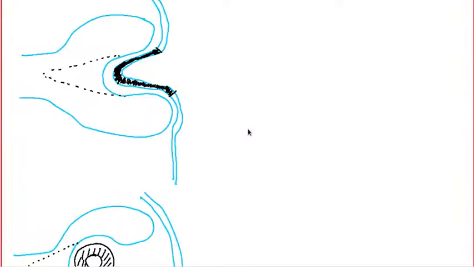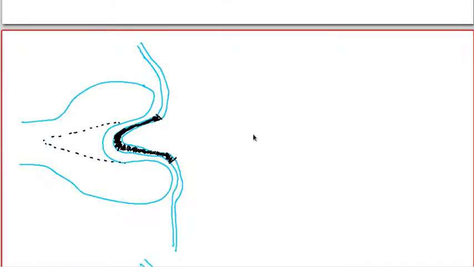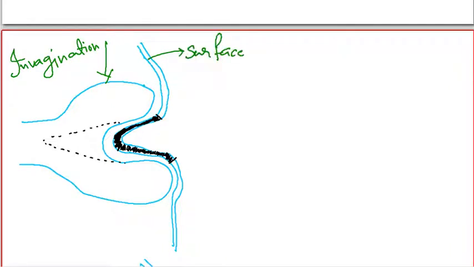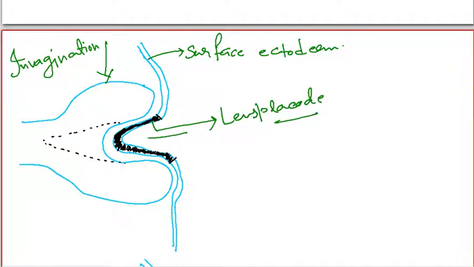invaginate inside the optic vesicle in this manner. Invagination occurs. So this is surface ectoderm, and this part is lens placode, and it is invaginating the optic vesicle.